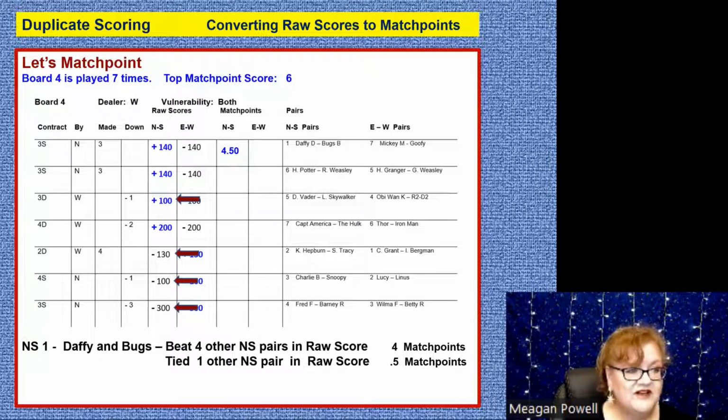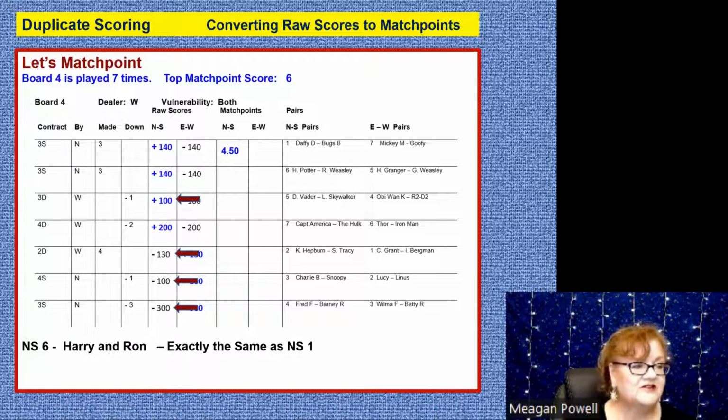Now we're going to keep moving down the north-south raw score column, to the next line, Harry and Ron. But you know what? Harry and Ron did exactly the same thing that Daffy and Bugs did. They had the exact same raw score. So they tied Daffy and Bugs up top, and then they beat these other four pairs. It's exactly the same match point score, 4.5. They beat four other pairs. They tied one pair. So far, so good.